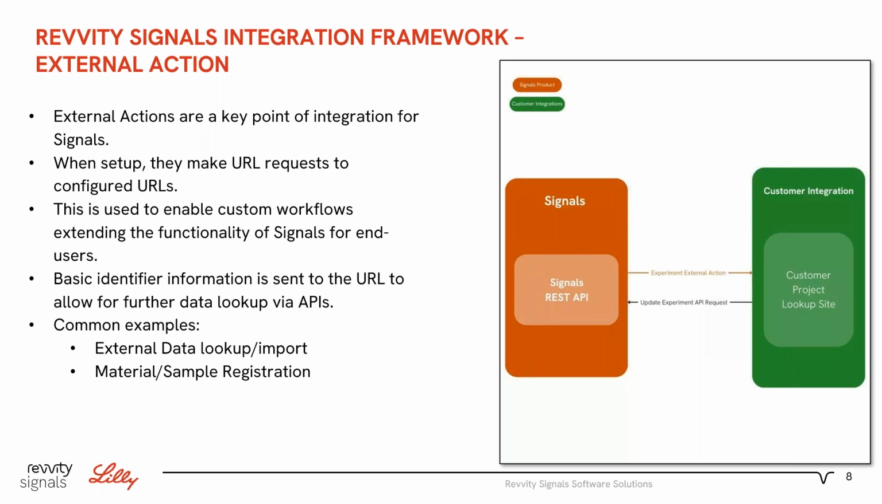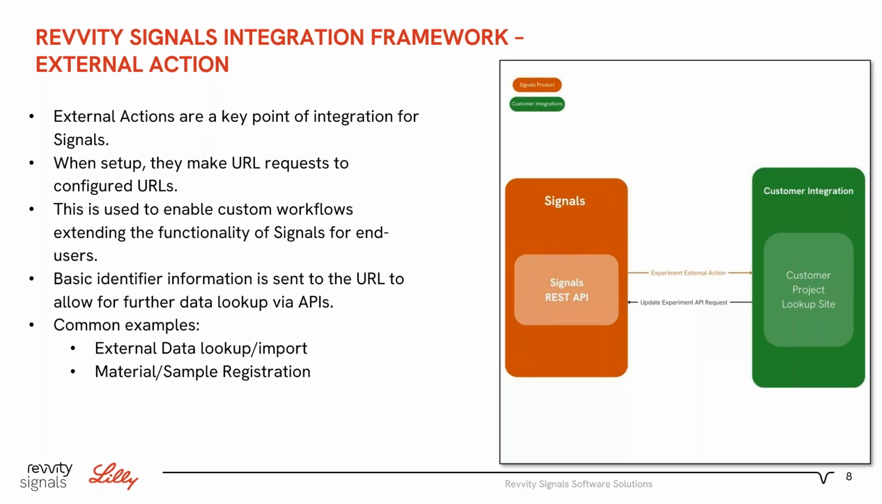We send an external action that is enacted from within Signals. It gets sent to a customer integration. This could be a customer project code lookup site. So you may have a large list of project codes that you need to be able to filter on or do other kind of advanced search on. And it may be best to do that outside of Signals itself. And so the customer project lookup site would allow you to do that. And then ultimately, once the end user has selected the project code that they're using, it can be sent back to Signals. This will also be used heavily by Lilly in the demo.